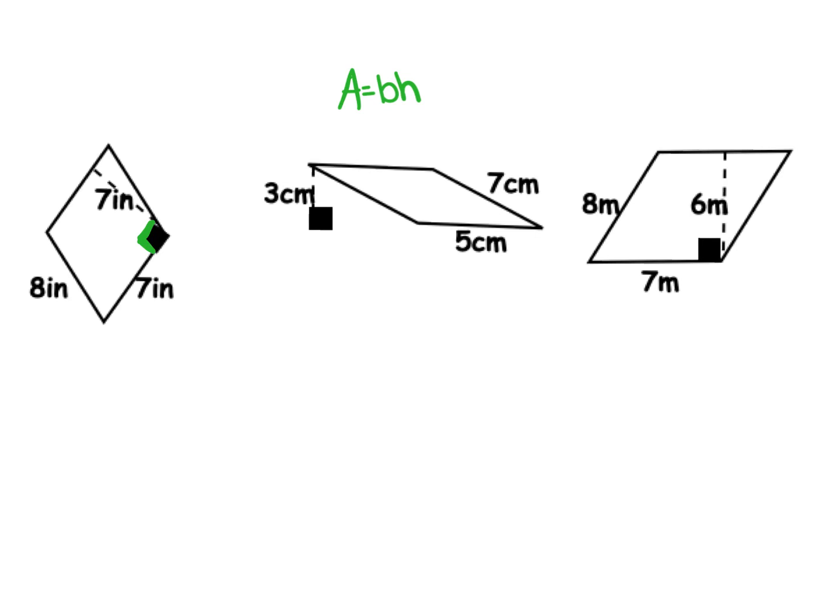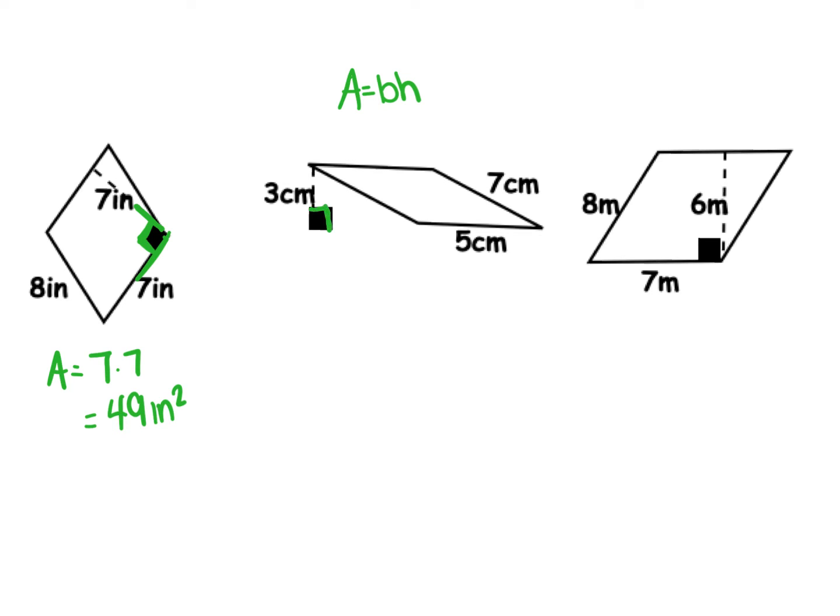They are not composite shapes. They don't need to be broken down. So we're simply going to look for the right angle, and in this case our right angle is here. So 7 and 7 are our base and height. We're going to multiply together to give us 49 square inches as an area.